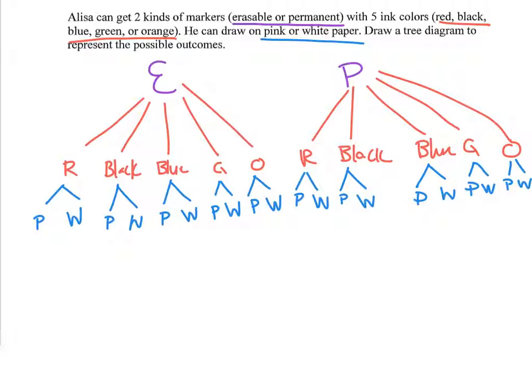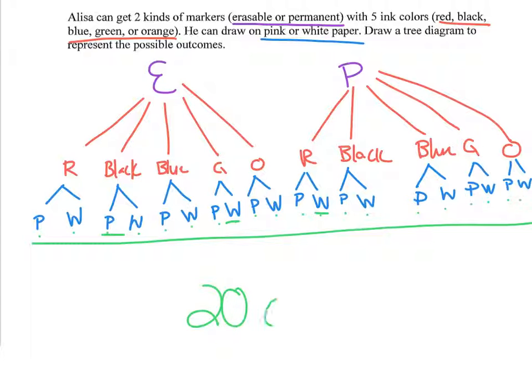So to show you what some of these mean, if we take this one for example, this means that it was a pink paper with a black erasable marker, okay, if you trace your way up. This one here means white paper with a green erasable marker. This would mean white paper with a red permanent marker, okay? So again, each of these at the bottom here represent one of the combinations that could be made. So if we count these up, we have 1, 2, 3, 4, 5, 6, 7, 8, 9, 10, 11, 12, 13, 14, 15, 16, 17, 18, 19, 20 combinations if you have 2 different types of markers, 5 different colors, and 2 different types of papers.